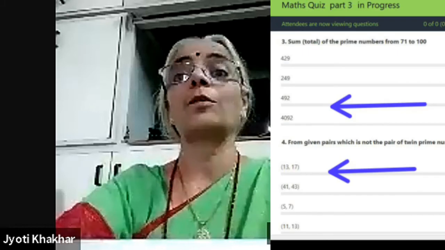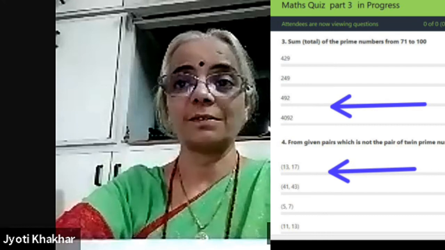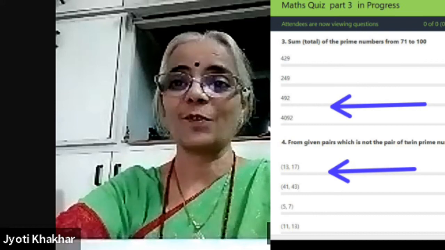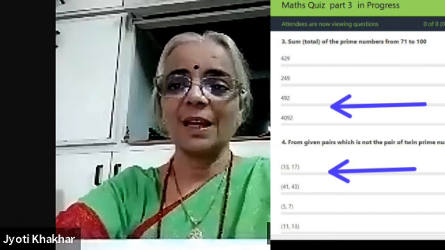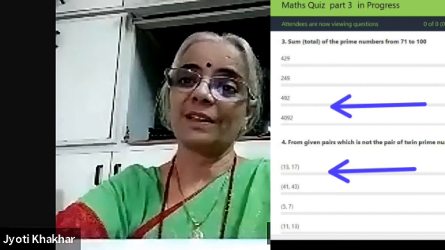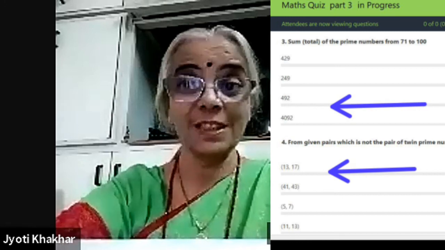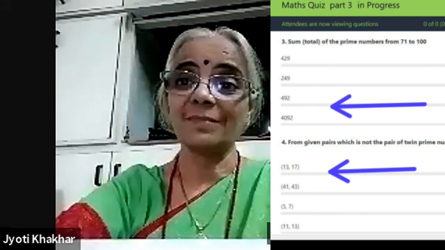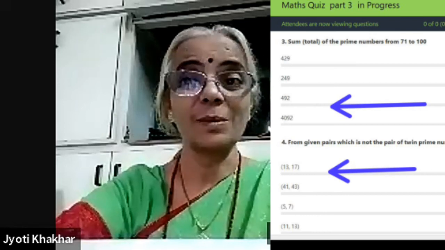From the given pairs, which is not the pair of twin prime numbers? Four options are given. What is the definition of twin prime numbers? We subtract them from each other, and if the answer is 2, they are twin primes. Now think about option D: 11, 13. Subtract them, and the answer is 2. So this is a twin prime pair. Option C: again the subtraction is 2. So this is also a twin prime pair.